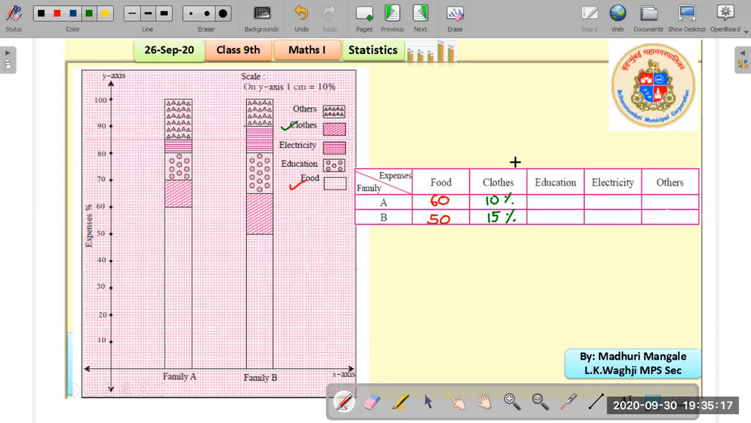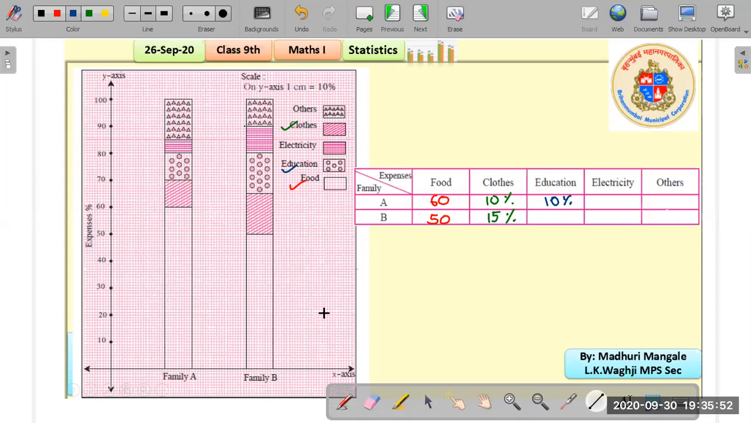And then we move to the education part. So for education, what is the pattern? Let us check. The pattern for education is circular pattern, right? So we look at family A. For family A, what is the height? Yes, we map it on the y-axis and we see the height is from 70 to 80, that is 10. So we put a 10% over here for family A, and then we check what is the height for family B.